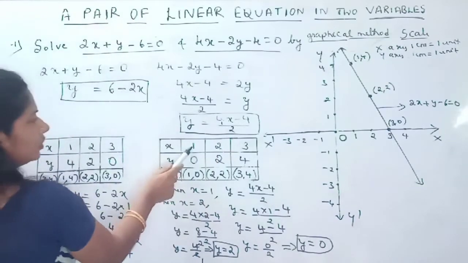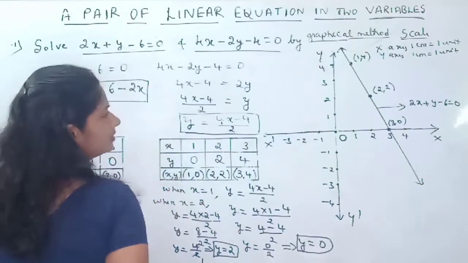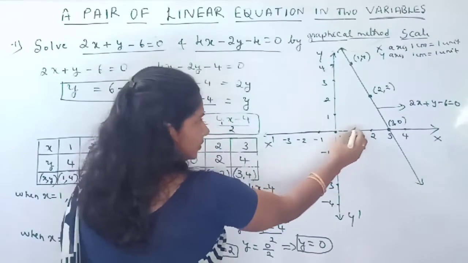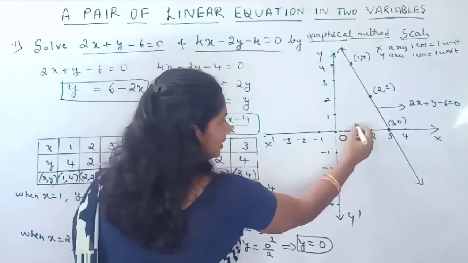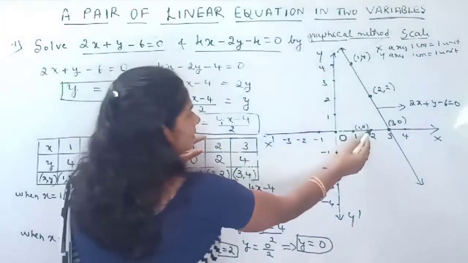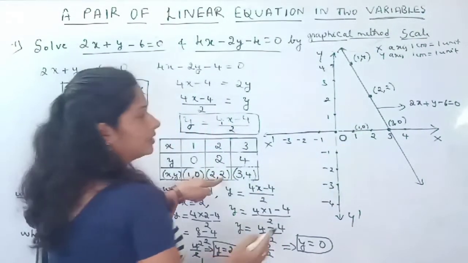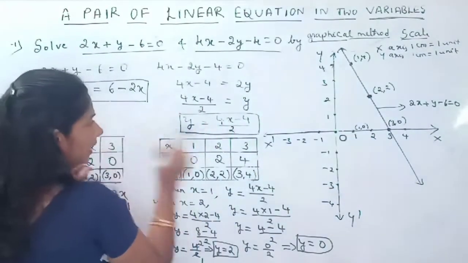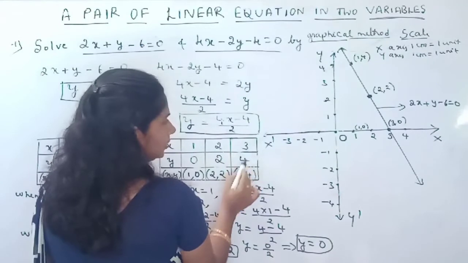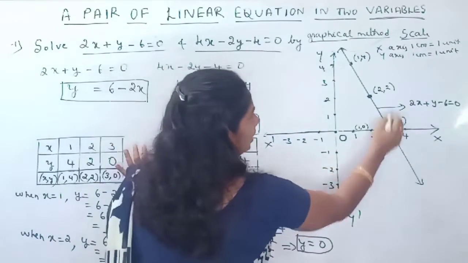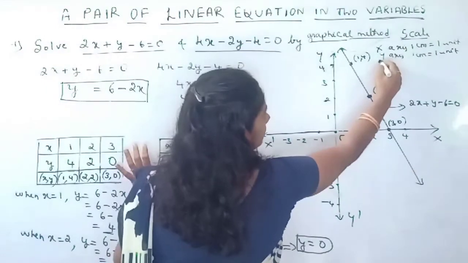When x is equal to 1, y coordinate is 0. So the point lies on the x axis. This is (1, 0). Next, when x is equal to 2, y coordinate is also 2. So the point comes here, the same point. And next, when x is equal to 3, y value is 4. So the point comes here.